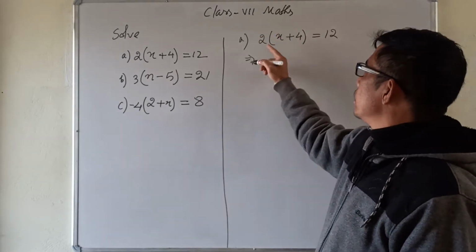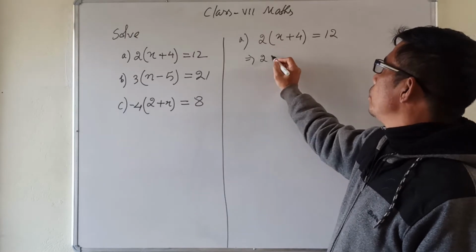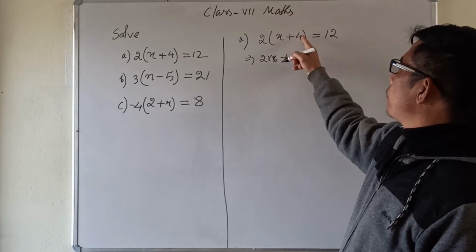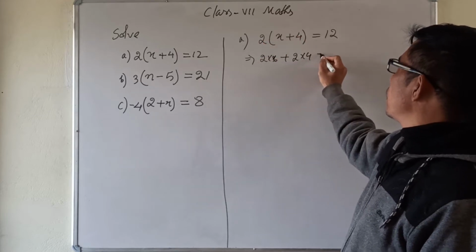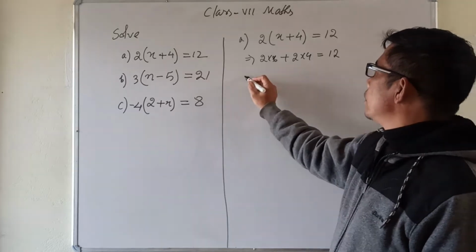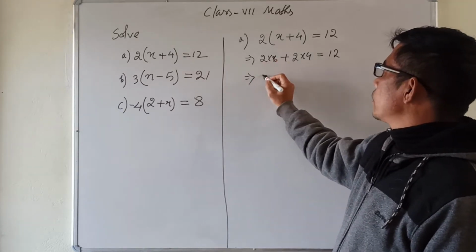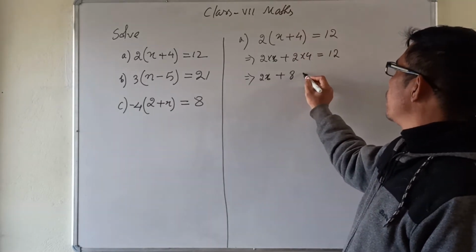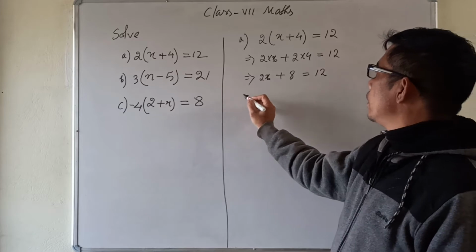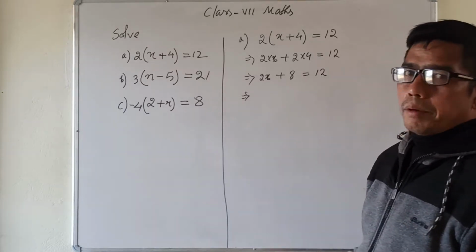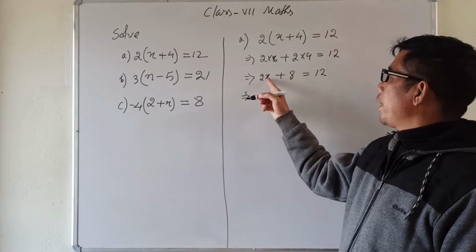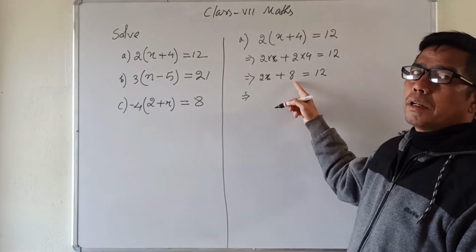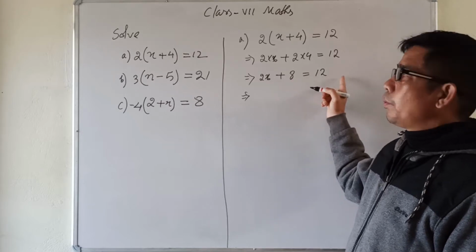So, here 2 will multiply with x, 2 into x. Then plus 2 will multiply with 4, 2 into 4 equal to 12. 2 into x will give 2x plus 2 4s are 8 equal to 12. Our aim is to find the value of the variable x. So the term having no x will be shifted to the right side with the change of the sign.